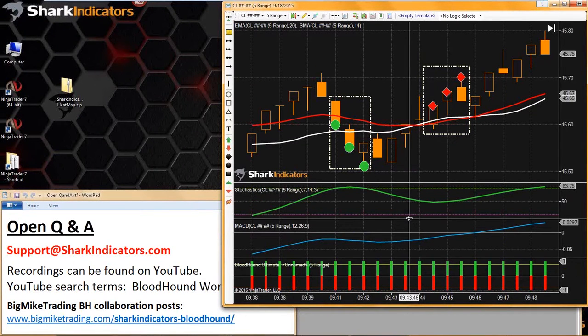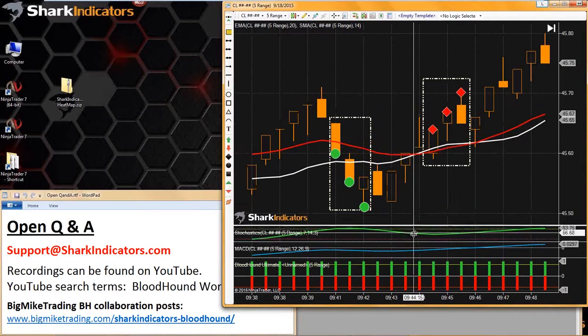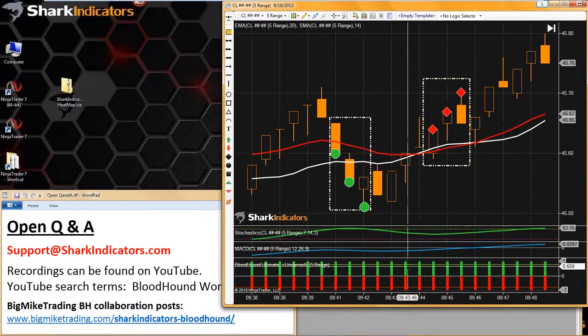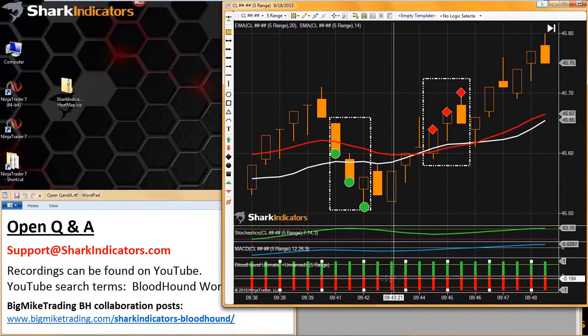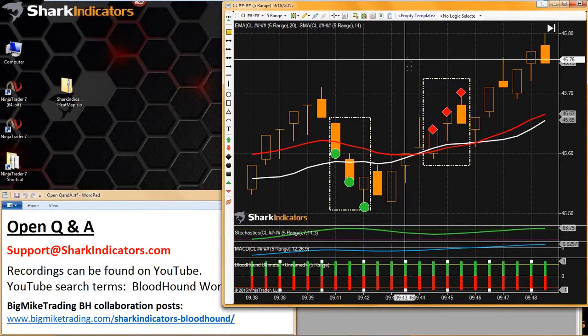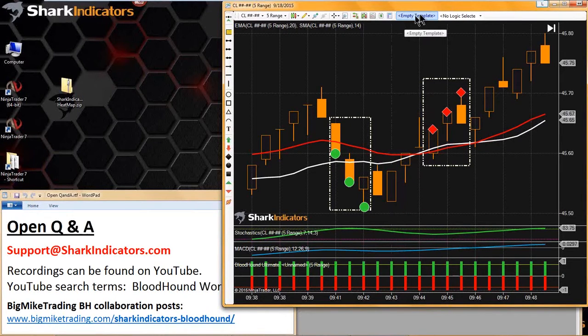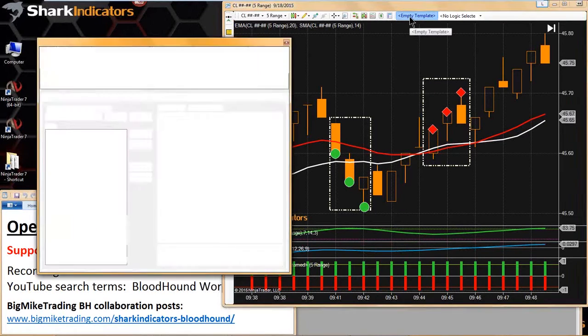For anybody new in the room here, I do already have BloodHound on my chart, so we can see it down below here. When BloodHound is a blank slate, you can see that it just gives you a continuous long and short output like that. Also you see up here on the chart that BloodHound says it has an empty template, because nothing is defined in BloodHound yet. So BloodHound's not doing anything.